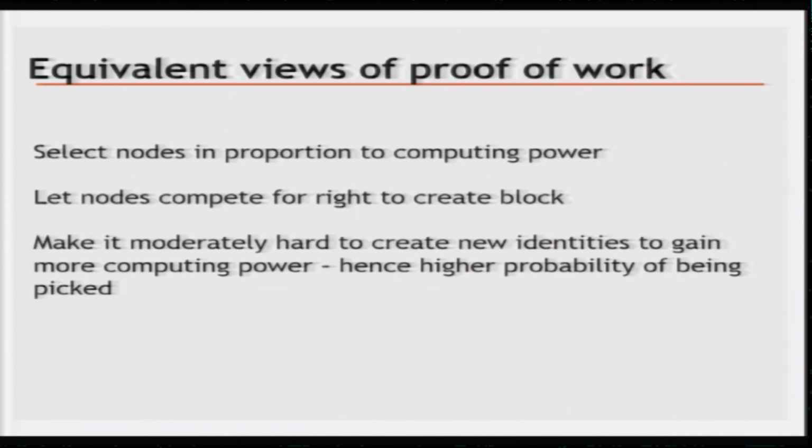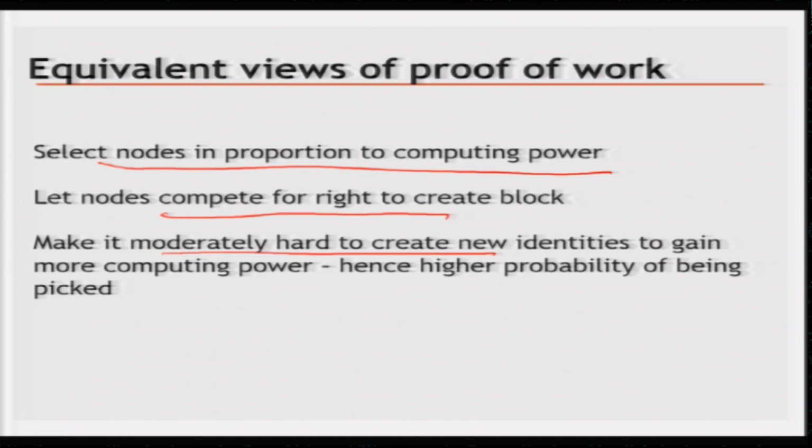So, what is happening with proof of work? As I said, proof of work basically allows you to select nodes according to the proportion of computing power they have inside the entire infrastructure. To prove that they have that computing power, they have to compete for the right to create the block, and it should be moderately hard to create new identities to gain more computing power, and hence a higher probability of being picked. Creating more identities will not increase your computing power, because you have a fixed amount of computational resources. You can create thousands of IDs, but then those computational resources will be used by all of them, and therefore, the total computational resources you have will be the same, right.